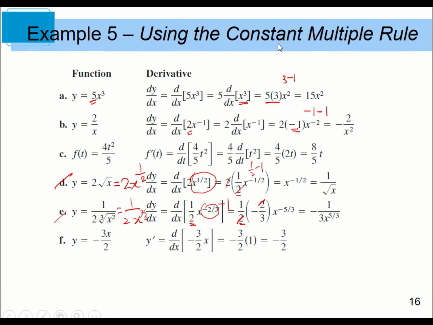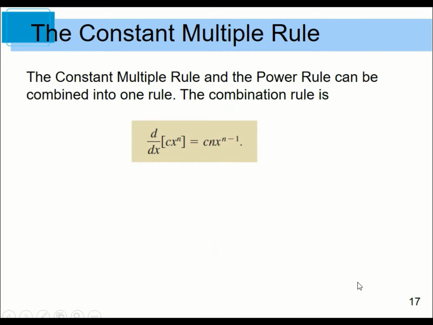Okay, so this is actually how we use the constant multiple rule. So the constant multiple rule, remember, it says that when we have a number multiplied by x, we only differentiate the x. This number we put aside. After we get the result, we multiply this number with the result of differentiation.